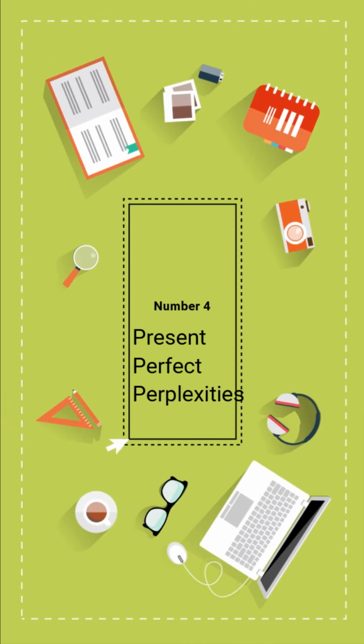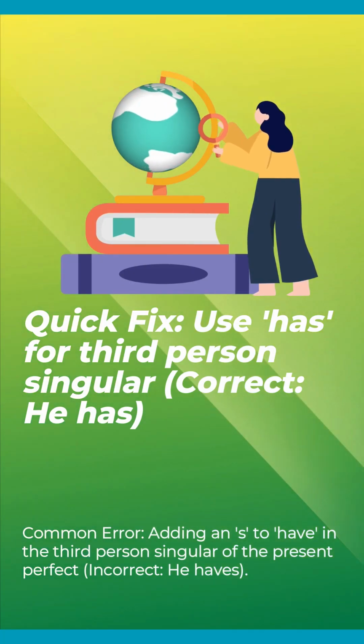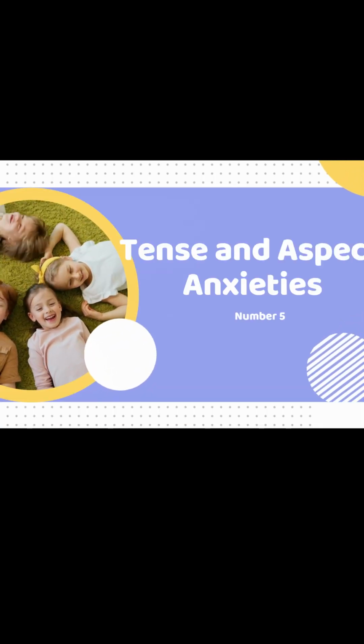Number 4. Present perfect perplexities. Common error: adding an S to have in the third person singular of the present perfect. Incorrect: he have. Quick fix, use has for third person singular. Correct: he has.